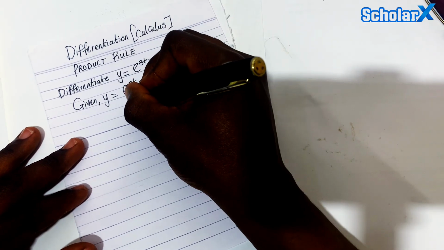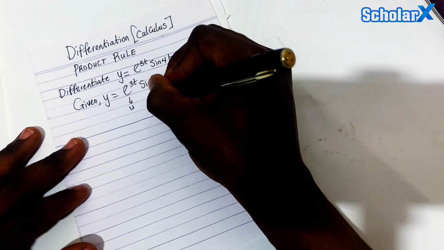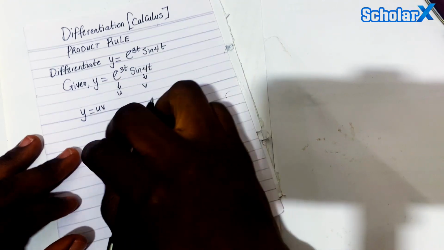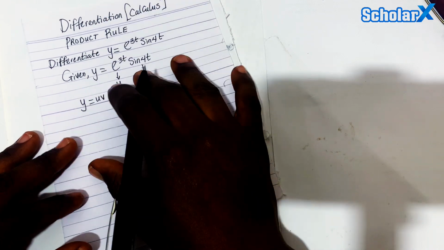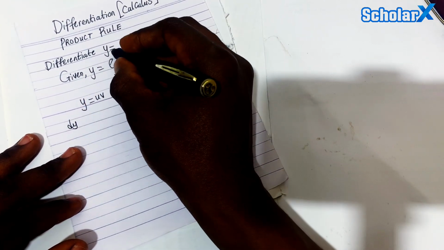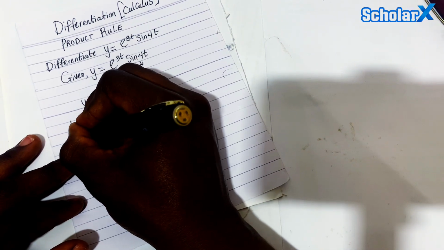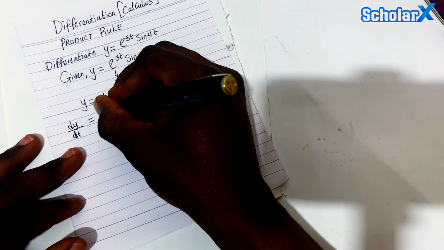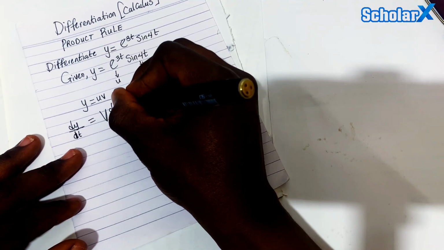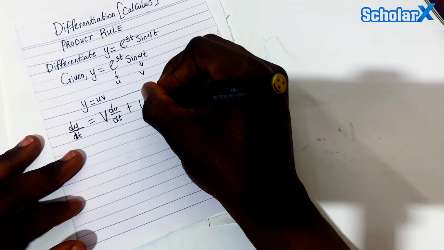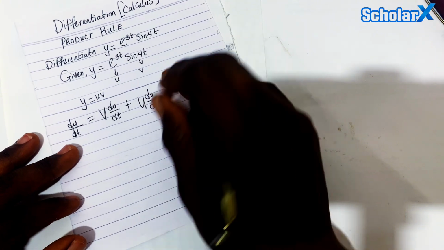Of course, this is u, and then this is v, because this is in the form y is equal to uv. They are products. And when we have this, what do we do? The formula for differentiation, in this case we're dealing with y with respect to t. So our dy dt is going to be equal to v du dt plus u dv dt. So I'm going to explain.